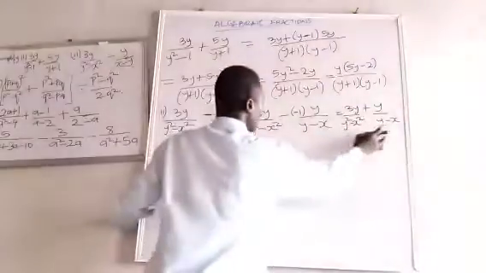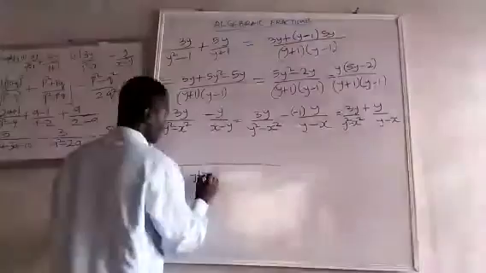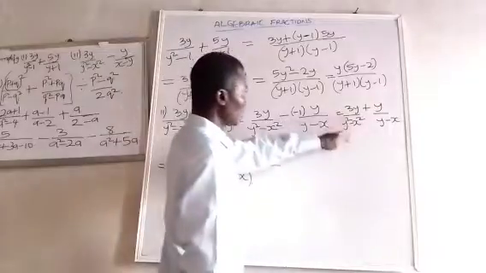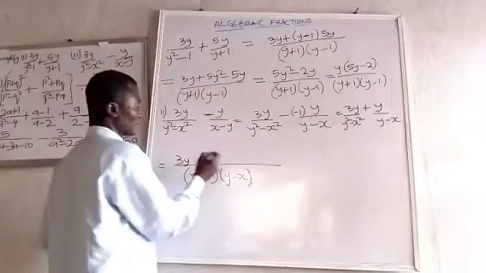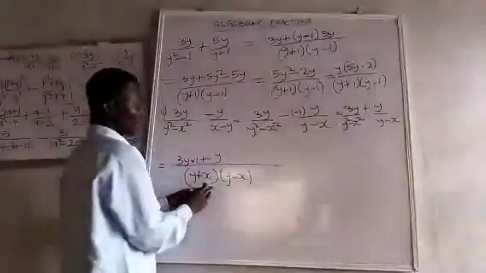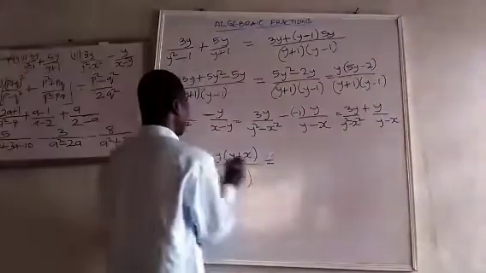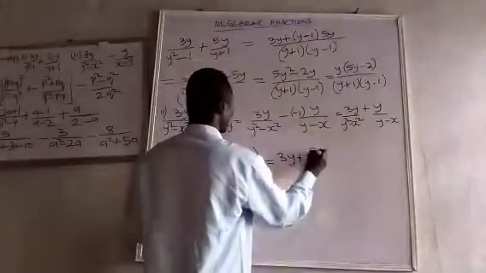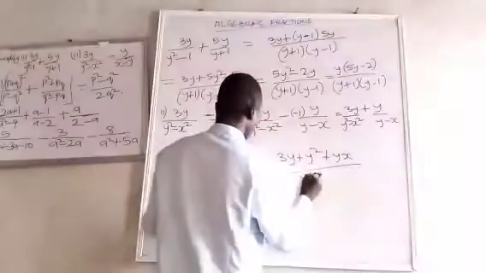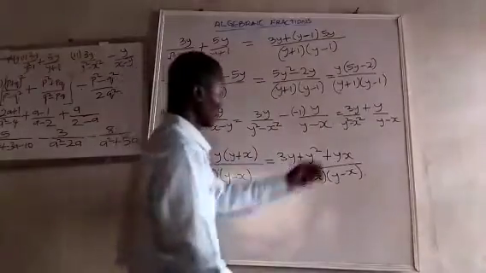Now, let's break this. The LCM is going to be y plus x into y minus x. Now see, very easy and straightforward. This one is going to be 3y times 1 plus y. This one here is going to be y plus x into y plus x. So you can see how easy it came out. So we are going to have 3y plus y squared plus yx divided by y plus x into y minus x. Now, what do I have?